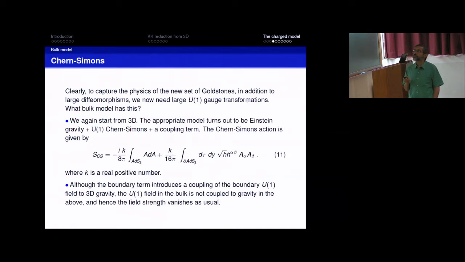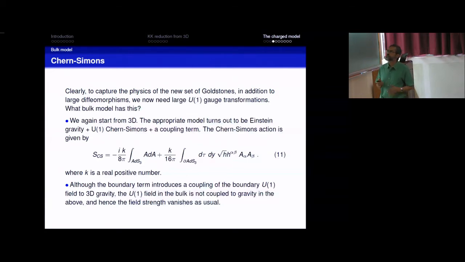Okay, so now let's see how we can get a bulk dual of this. Clearly, we have two sets of Goldstones. The new ones are the U1 Goldstones. So we now need large U1 gauge transformations.